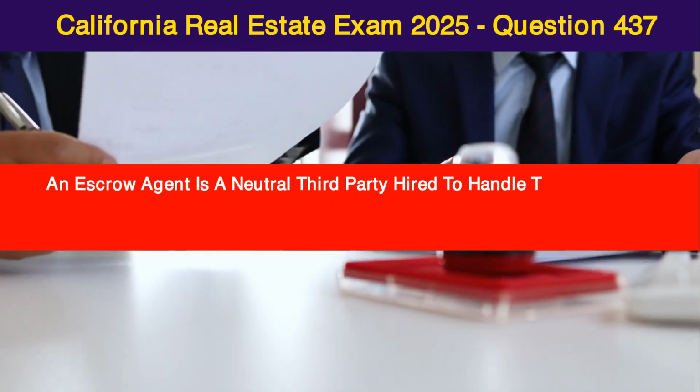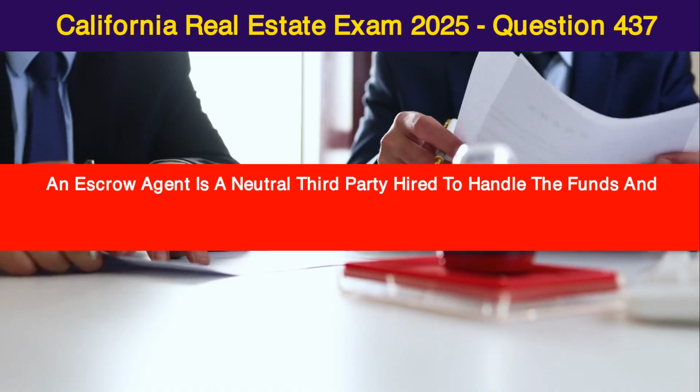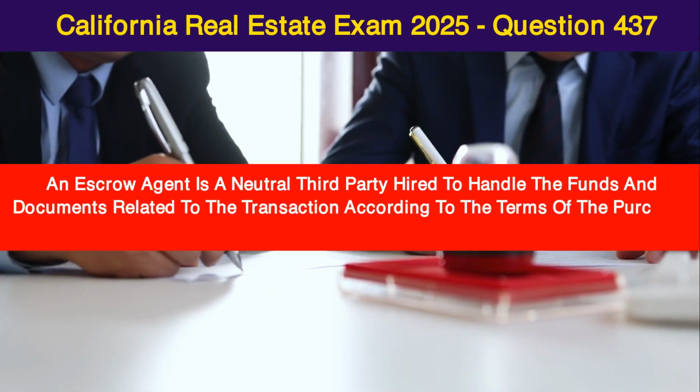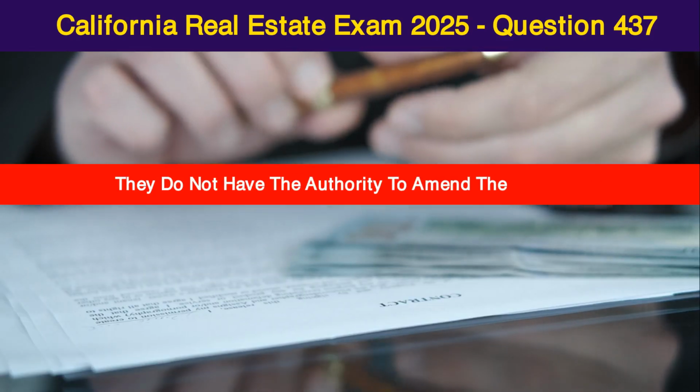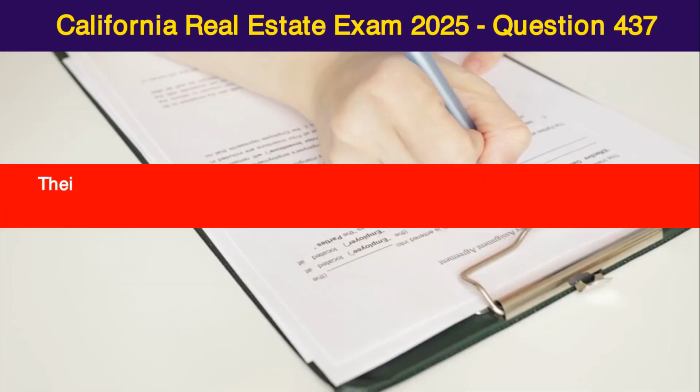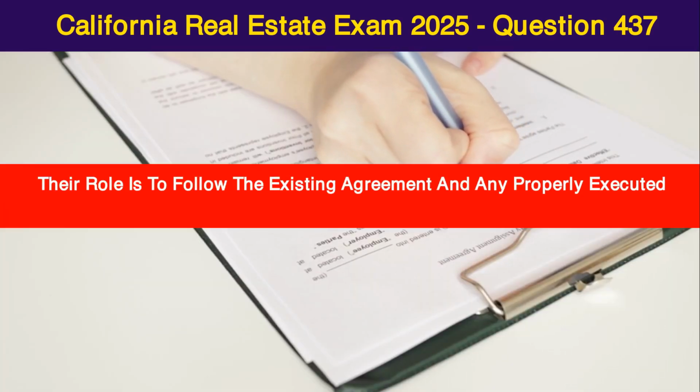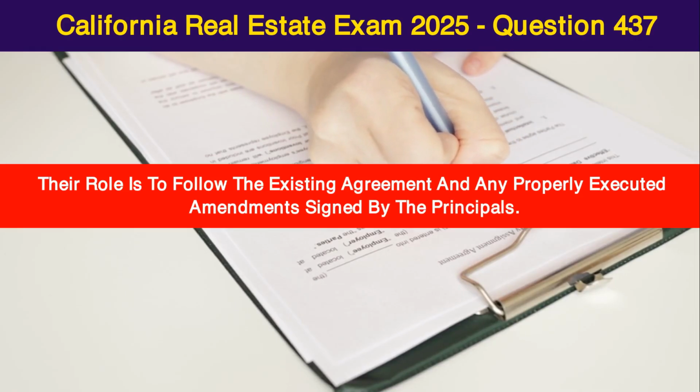An escrow agent is a neutral third party hired to handle the funds and documents related to the transaction according to the terms of the purchase agreement. They do not have the authority to amend the contract. Their role is to follow the existing agreement and any properly executed amendments signed by the principals.